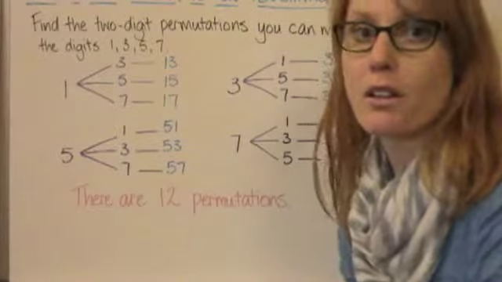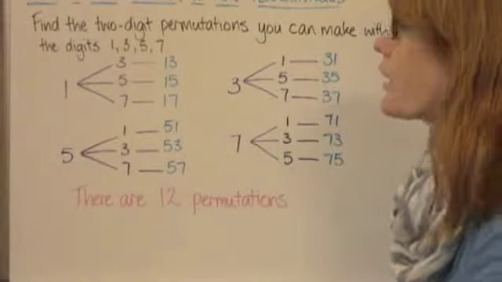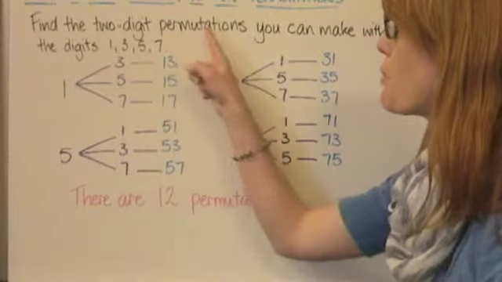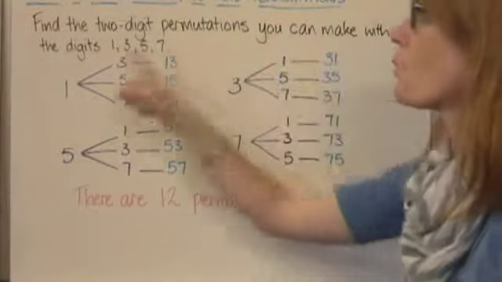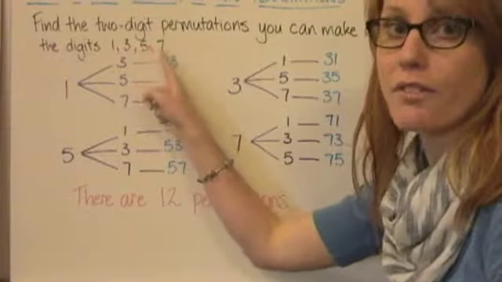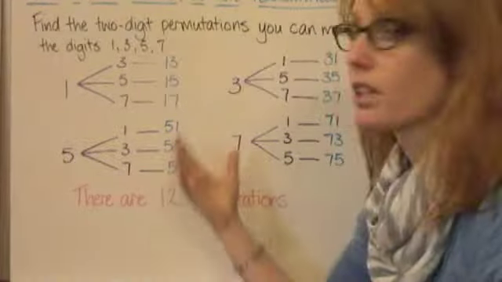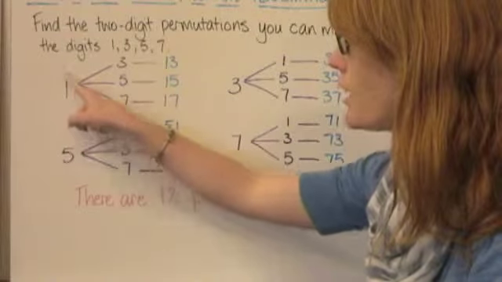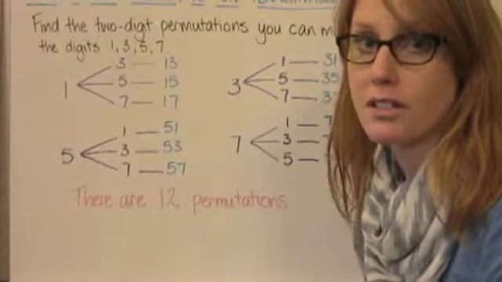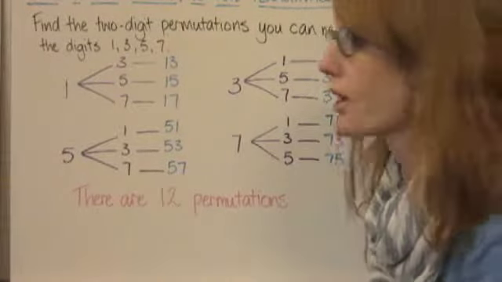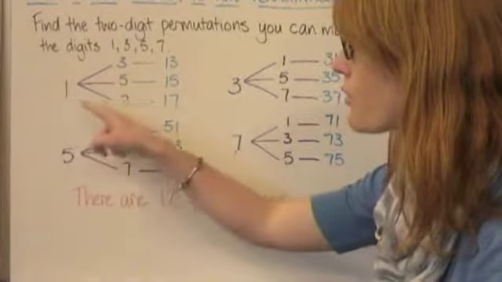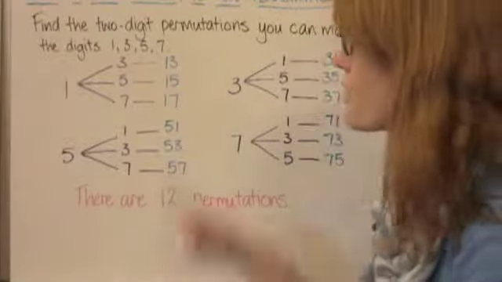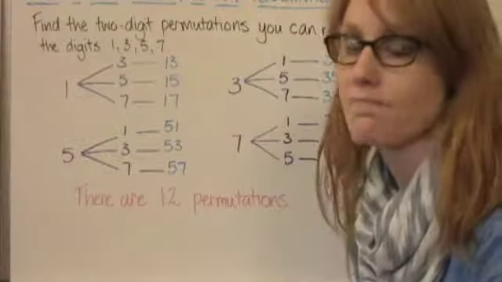I could also use my knowledge of using a tree diagram to find permutations. If I was asked to find the 2-digit permutations that you can make with the digits 1, 3, 5, and 7, I could simply draw a number of tree diagrams to help me. So I've got my 1 here, which represents the first digit in the 2-digit numbers that I'm finding. So I could have 1 paired with 3, 1 paired with 5, or 1 paired with 7 to result in the outcomes of 13, 15, and 17.